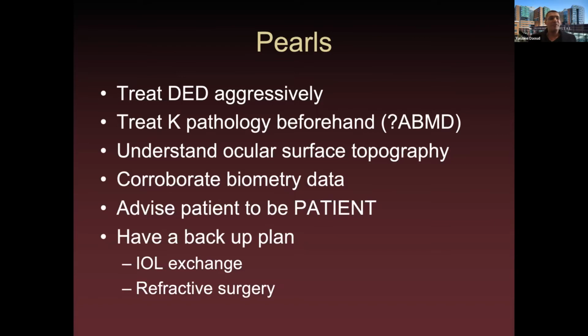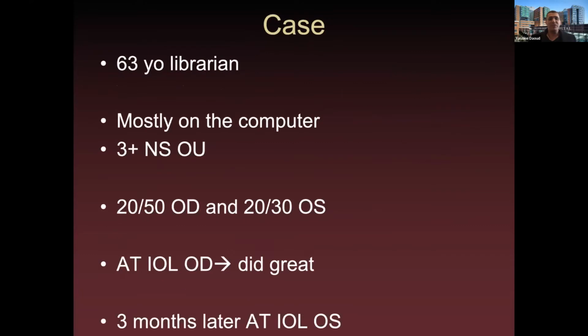Be very confident about what biometry data you're getting. And David talked to us about Aura and the other machines that he uses. And I think it's a great idea to have multiple machines to corroborate your data. Advise the patient to be patient, to have sabr, as we say. Things take time. These lenses and your adaptation take time. And have a backup plan. Sometimes you need to do refractive surgery. Sometimes you have to do IOL exchange.